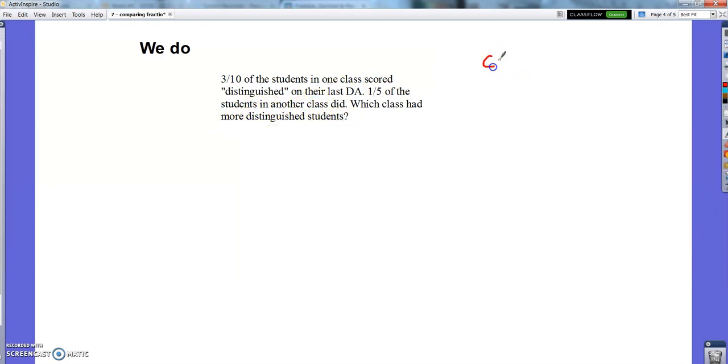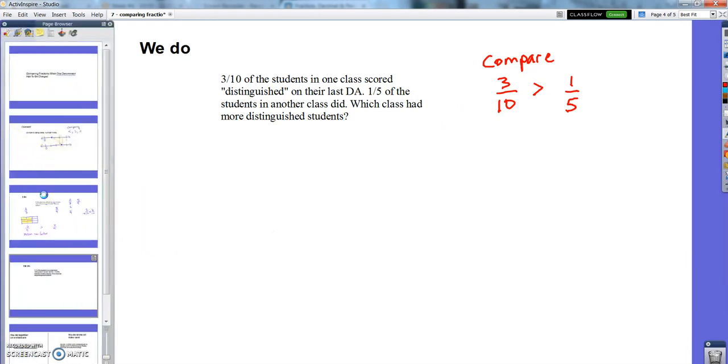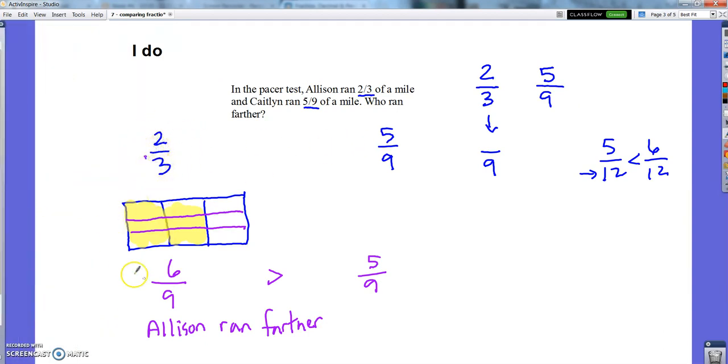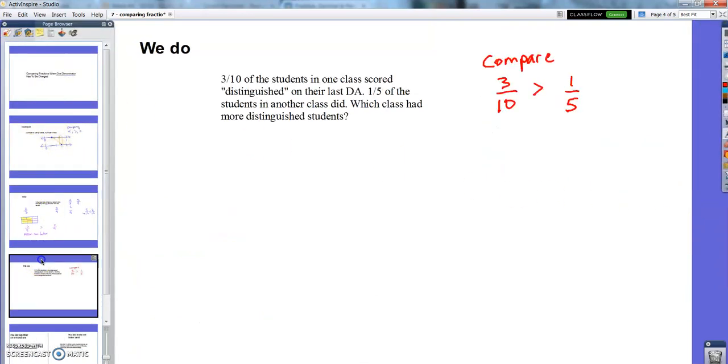So we need to compare 3/10 to 1/5. One easy mistake to make is right off the bat say, well, 3 is bigger than 1, 10 is bigger than 5. This one has bigger numbers, so this one's going to be greater. That's not how fractions necessarily work. If I go back to Allison and Caitlin, Allison's numbers were smaller in the problem, but she still ran farther when we found the equivalent fraction. So you can't say, well, 2/3 is less than 5/9, because those are small numbers and those are bigger. It doesn't work that way. You're going to have to compare by finding a common denominator.